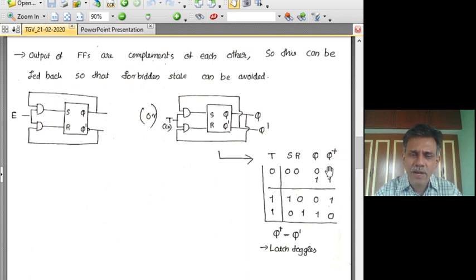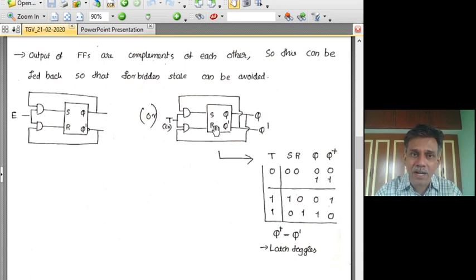Before we delve into this one, while there are many ways of giving the feedback, we wanted to give a feedback to S and R which are complements of each other, and we know that Q and Q bar are complements of each other. We could have given this feedback in a different way. You could have given Q to the S input and Q bar to the R input. That will also remove the forbidden condition. But if Q is given to S and Q bar is given to R, then the state of this flip-flop will be retained. If the flip-flop was originally set, it will again be set.